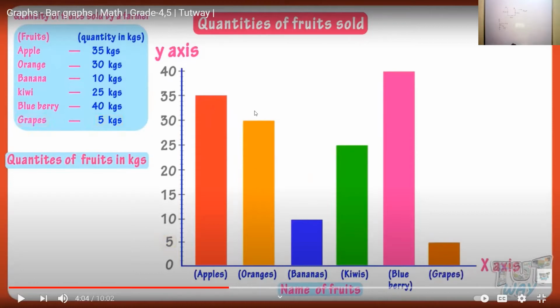For example, just look at the bar graph and answer my question. I will ask you something related to this. Can you tell me which fruit was sold in the maximum quantity? Which fruit was sold the most? Look at the bar graph and tell me, it is very easy to tell. Name the fruit which is sold the most.